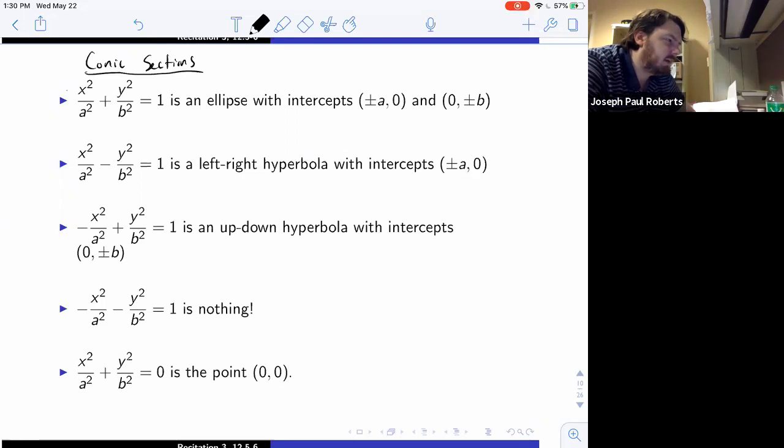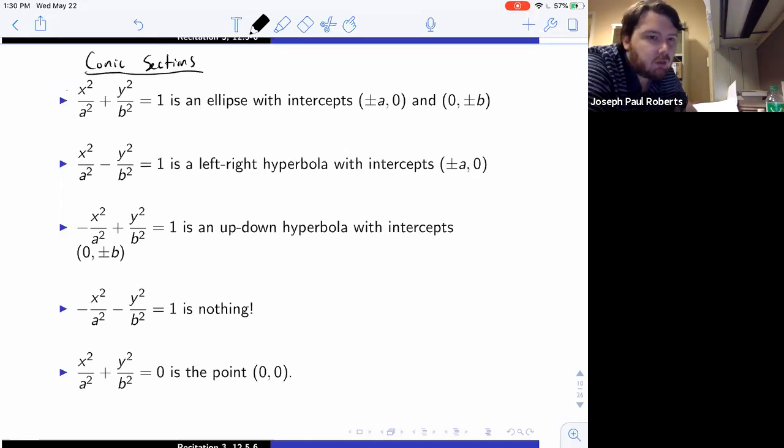Not important for this class. I guess that's called the major and minor axes. But anyway, that's the situation with an ellipse. And then when you have opposite signed coefficients for x squared and y squared, when one of them's a minus and one of them's a plus, then you get something called a hyperbola.